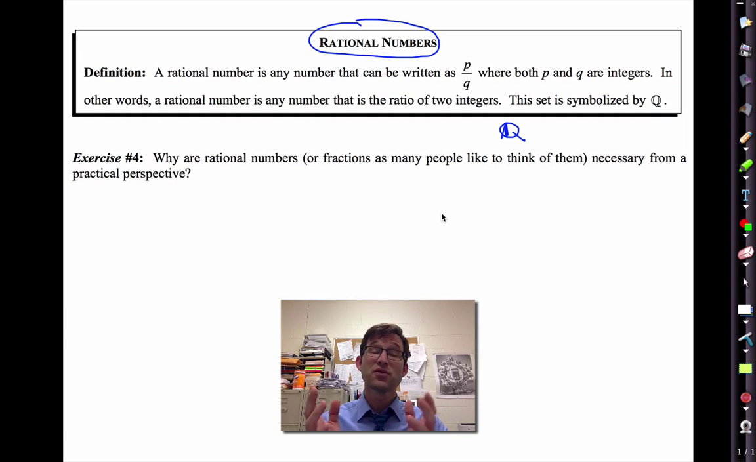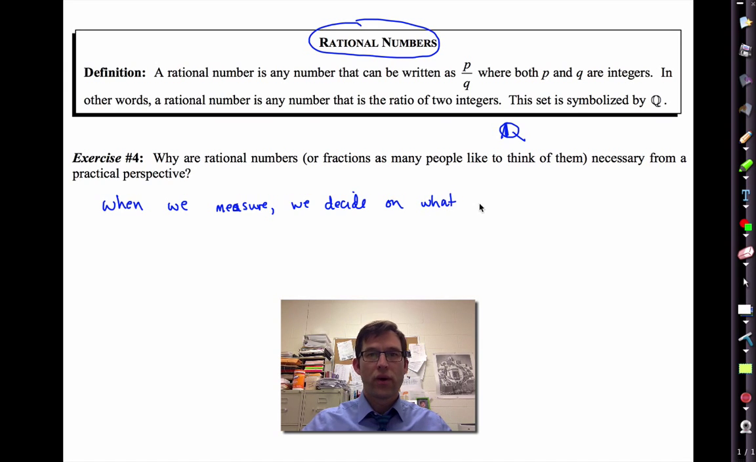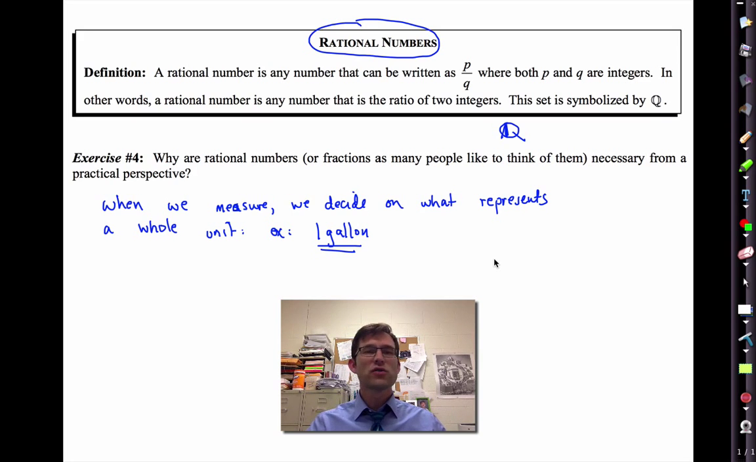All right, let's talk about it. I'm not even sure I'm going to write anything down. You see, we need fractions because ultimately when we measure things, we decide on what represents a whole unit, right? So, for example, 1 gallon, okay? But now we're trying to measure volume, right?